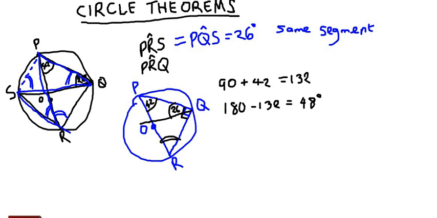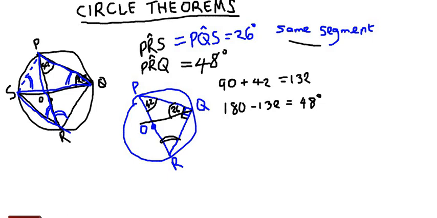48 degrees. So in short, PRQ is 48 degrees. So we have used theorem number 4 and theorem number 5. Theorem number 4 says angles in the same segment are equal. So we have used that theorem to get our PRS. Then we have used the theorem which says angles in a semicircle are 90 degrees or right angles. We have used theorem number 5 to help us interpret and find the angle PRQ.